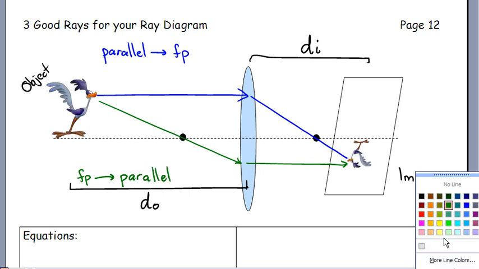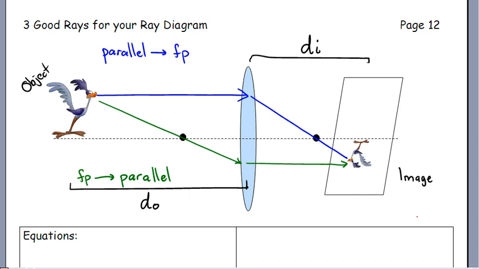A third ray that's great for kind of a backup to make sure you're on target is one that leaves the object. We're going to leave the beak and goes right through the center of the lens. It turns out it doesn't really bend much at all. And it's going to go and hit that paper also in that same spot. So this one is just the center, right? If you're center on the way in, you're going to be centered on the way out.